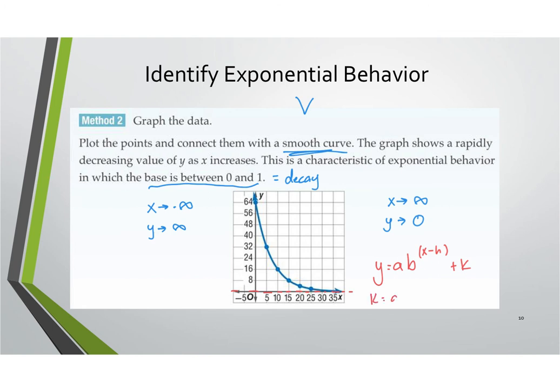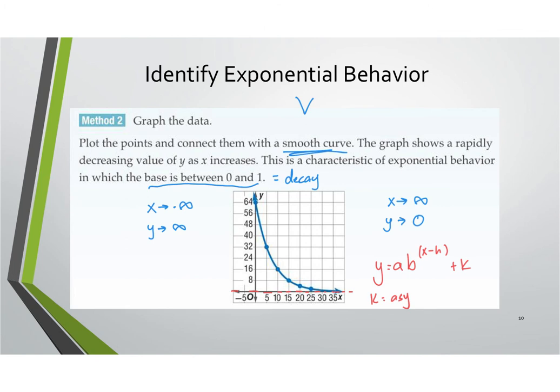k is the asymptote, all right? I'm going to abbreviate it like that. Whatever k is, that's where your asymptote is. So that makes it easy to spot, because when you look at the equation, you can see right off the bat whether y is going to approach 0 or y is going to approach 5 or whatever other number.